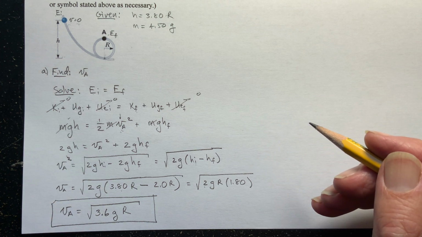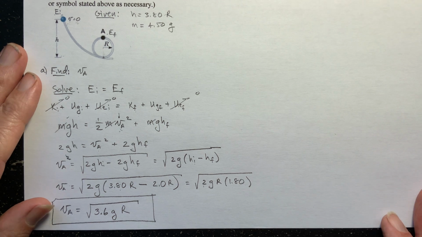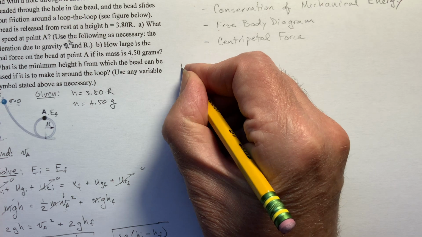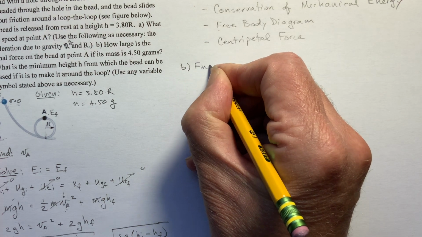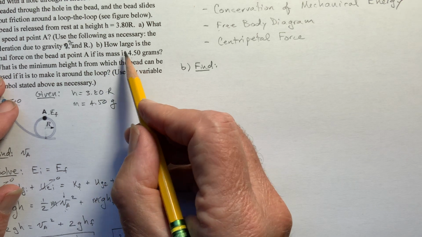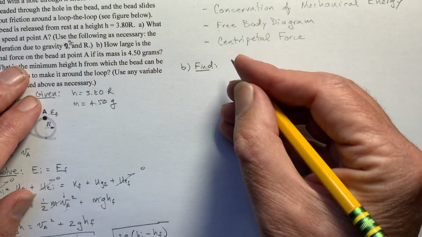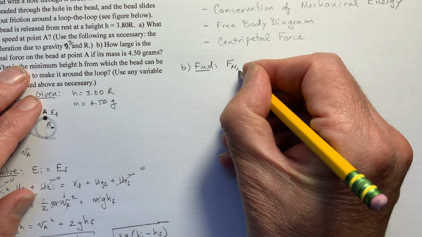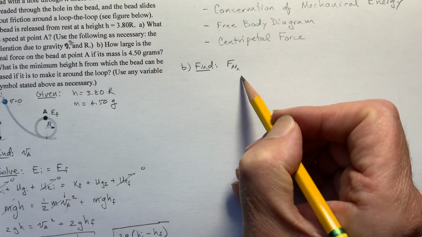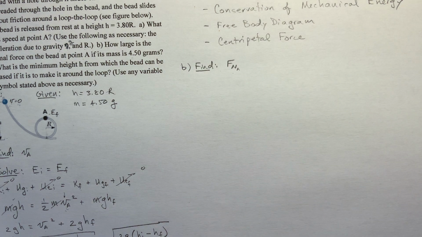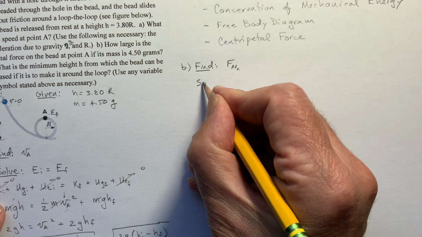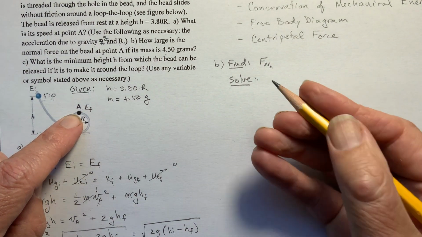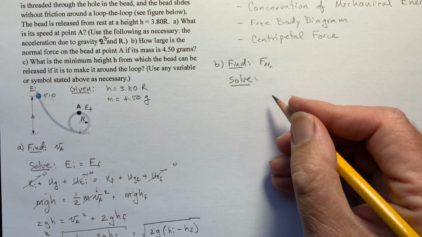Now, let's do part B. I need lots of room here, so I'm going to do B right here. What are we trying to find? How large is the normal force on the bead at point A? So we want the normal force, F sub n, at point A. That's what those subscripts are standing for. So let's solve it. Now I'm looking at point A right here, and so I'm going to draw a free body diagram of that bead.